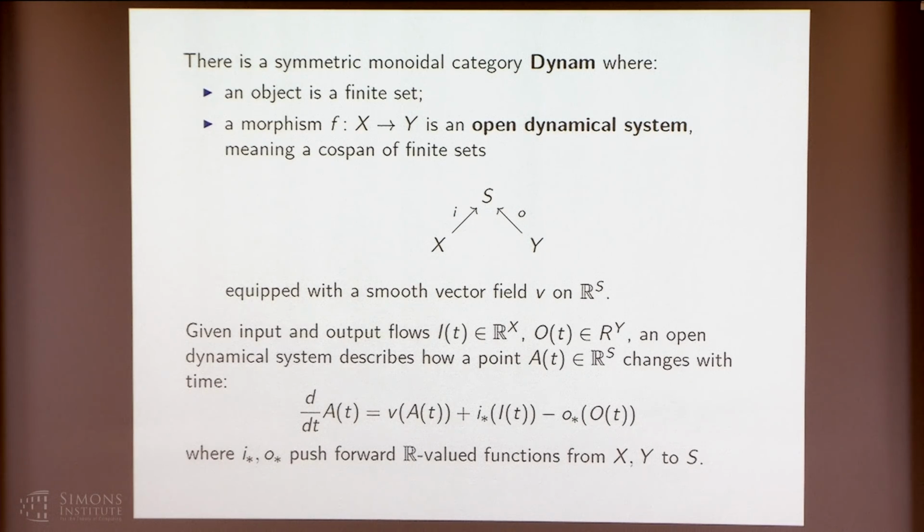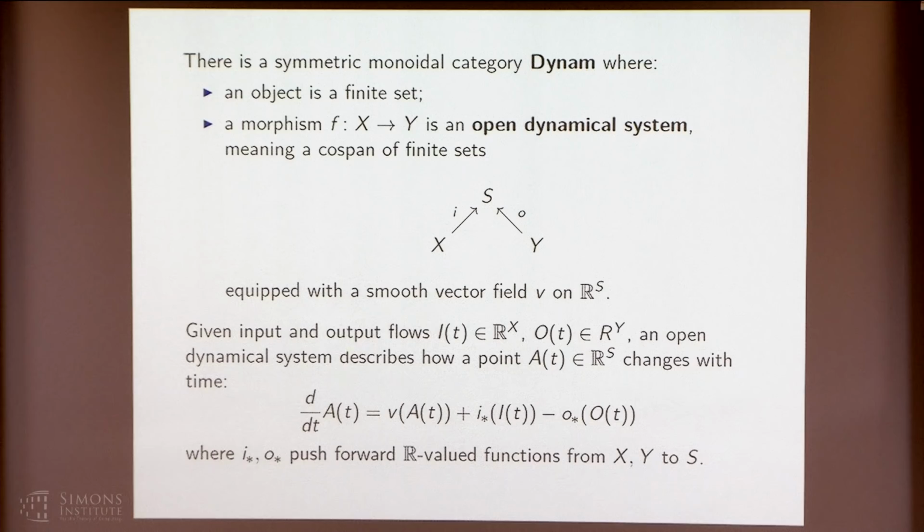So the idea is that if I have an input and output flow, an input flow would be a function of time taking values in R to the X, and an output taking values in R to the Y. Then the open dynamical system would first of all tell you how the amount of each thing in our set S changes with time. And so it would be a differential equation that, for starters, would involve the vector field on S. So if I stop there, that would be just like a classic dynamical system. But then plus some extra terms here.